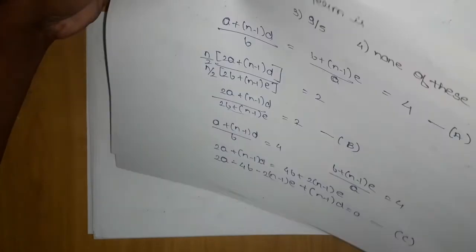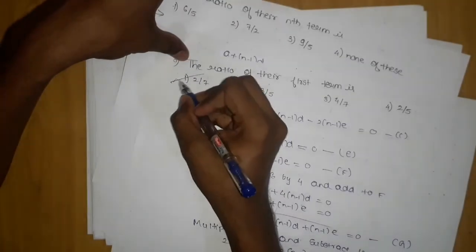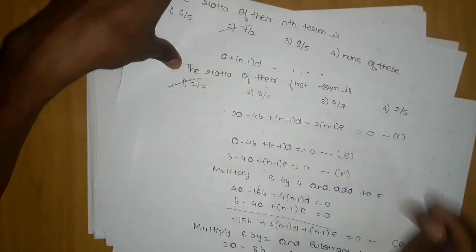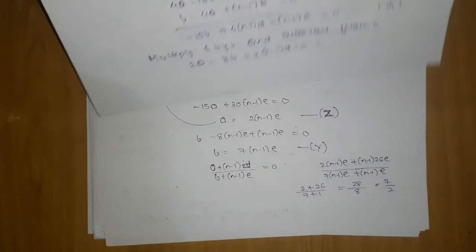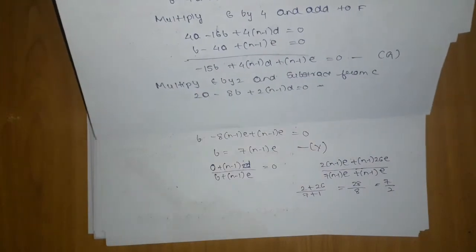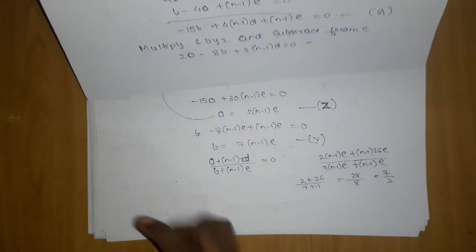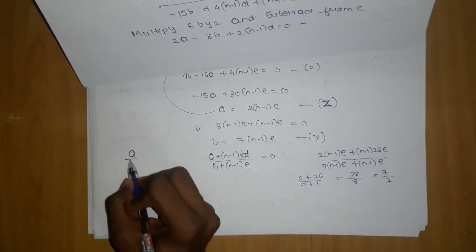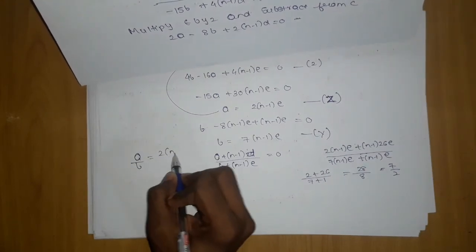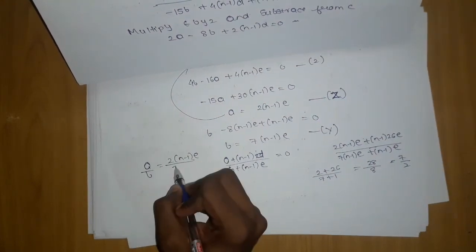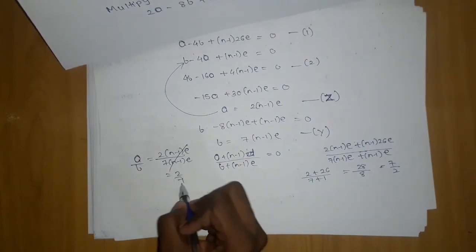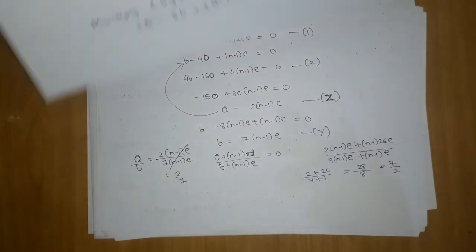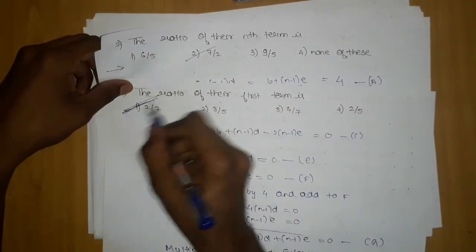The ratio of the last term is 7 by 2 only. The questions were almost the same, so the ratio of the first terms will be a by b. Here a is (2n minus 1) into e, and b is (7n minus 1) into e, so this will cancel out, giving me finally 2 by 7. Hope you have understood this step. So my answer is 2 by 7 for sure.